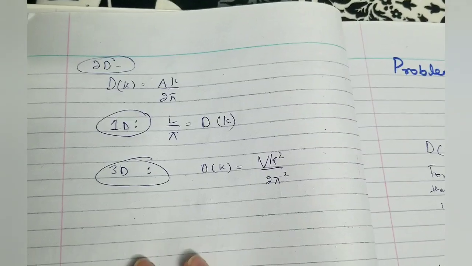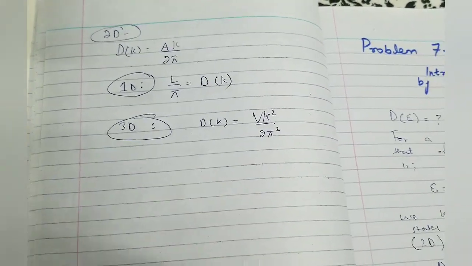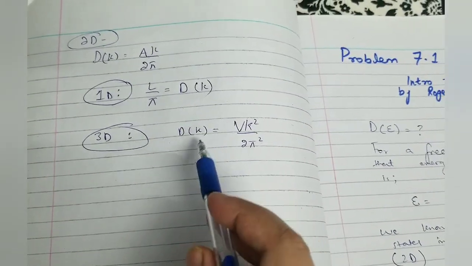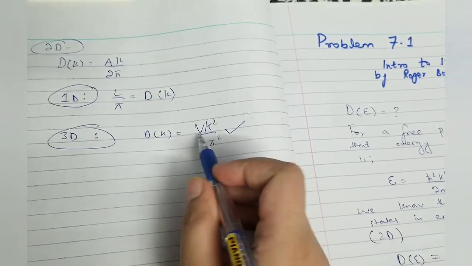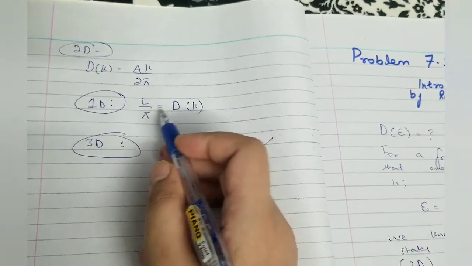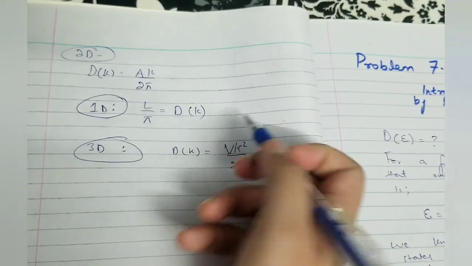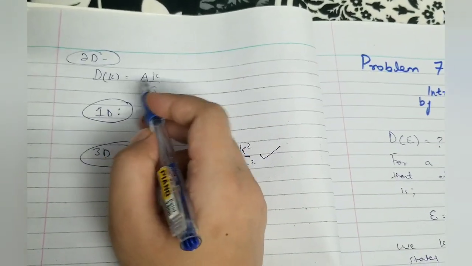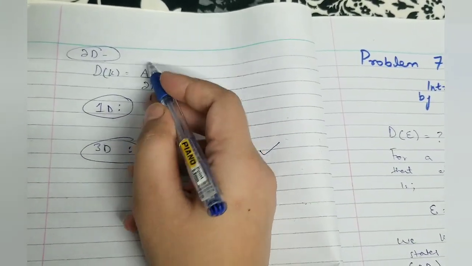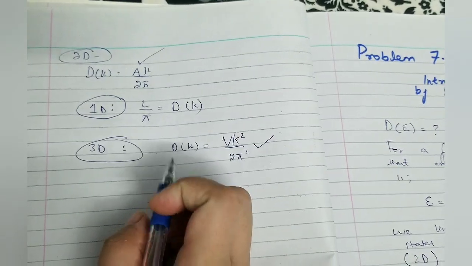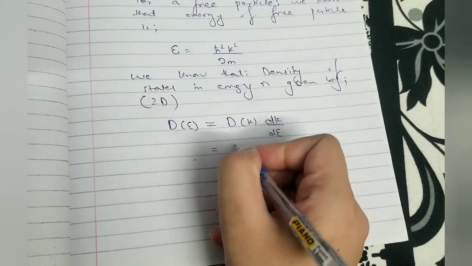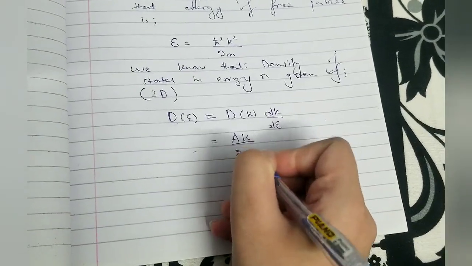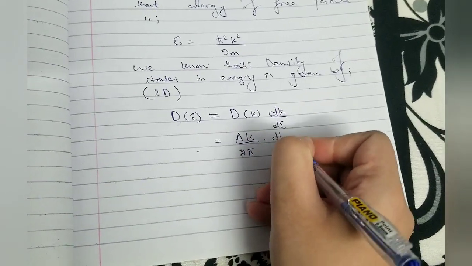I have mentioned here the formulas for all these dimensions. In 3D we have D of k equals V k square over 2 pi square, where V is the volume. In 1D we have L by pi, where L is the length of the system, and in 2D D of k equals A k by 2 pi, where A is the area of the system under study. This is the formula that I will be using because we have the 2D case. You should know these formulas and it will make the whole process way easier.